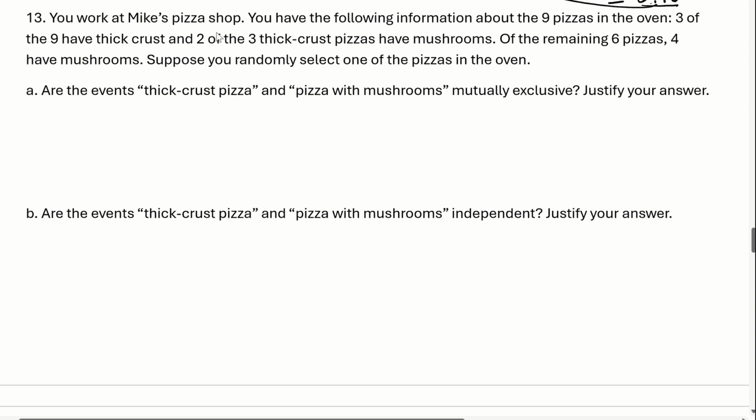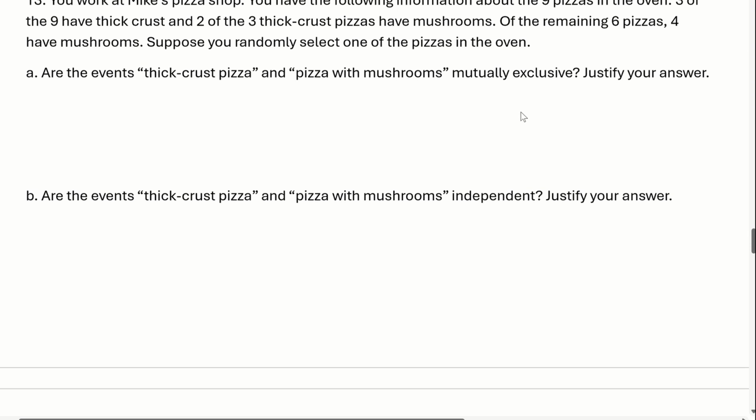So you work at Mike's Pizza Shop. You have the following information about the 9 pizzas in the oven. 3 of the 9 have thick crust, and 2 of the 3 thick crust pizzas have mushrooms. Of the remaining 6 pizzas, 4 have mushrooms. Suppose you randomly select one of the pizzas in the oven. Are the events thick crust pizza and pizza with mushrooms mutually exclusive?